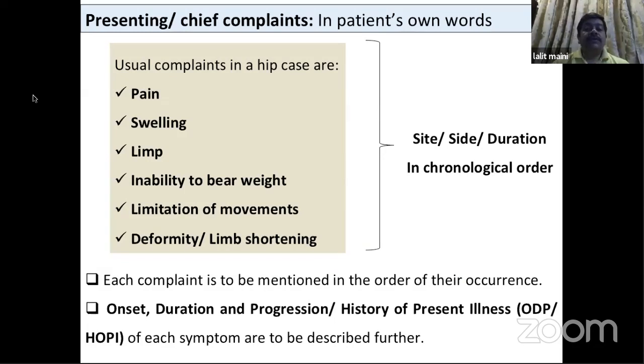So normally it is in the patient's own words. And if you take a hip case, the usual complaints in a hip case are pain, swelling, limp, inability to bear weight, limitation of movements, deformity or a limb length discrepancy. Complaints to be mentioned in the order of occurrence of the chronology I have explained, and then you go ahead describing each complaint on the broad base of onset, duration, and progression. So ODP could be another mnemonic.